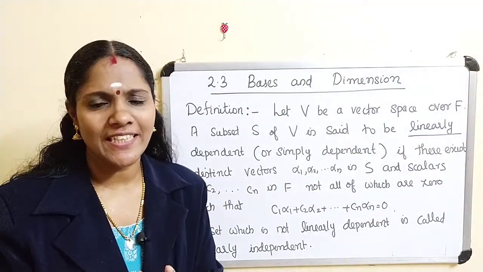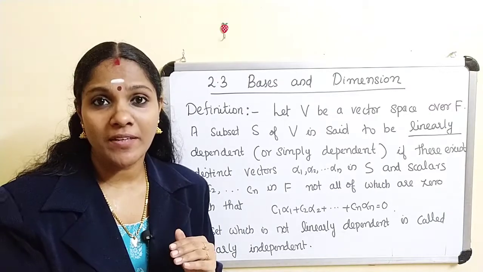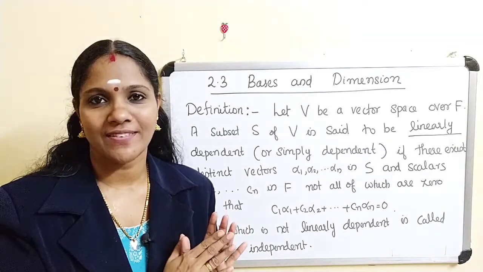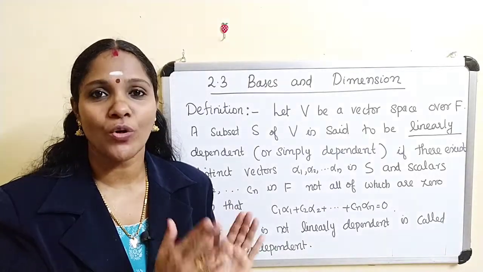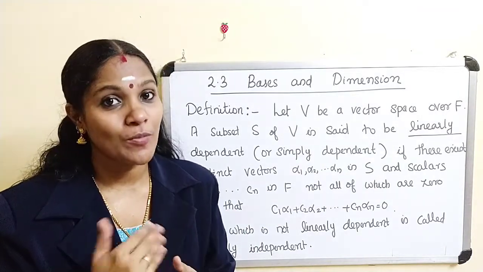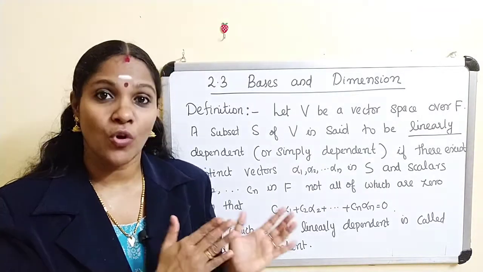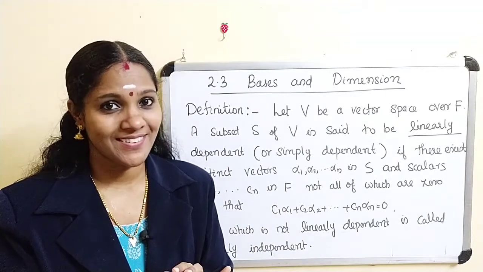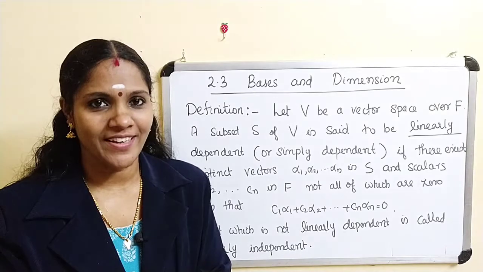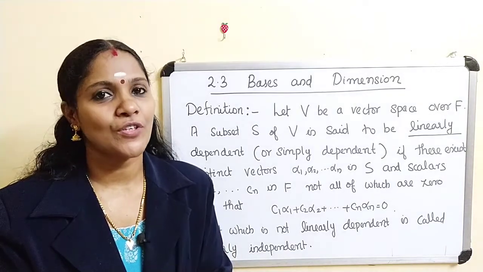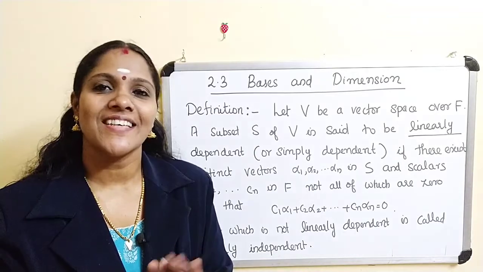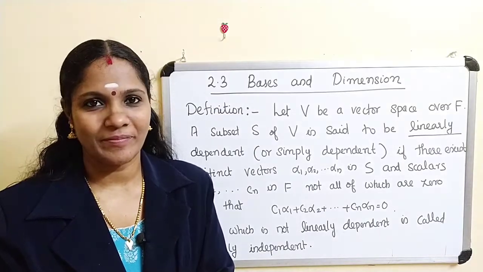Now what about a linearly independent set? Linearly dependent means you can find alpha 1, alpha 2, etc. alpha n and scalars C1, C2, etc. Cn not all 0, such that this linear combination equals 0. Now what about linearly independent? It's not linearly dependent. That means if you take any alpha 1, alpha 2, etc. alpha n and C1 alpha 1 plus C2 alpha 2 plus etc. plus Cn alpha n is equal to 0 implies Ci equal to 0 for every i.